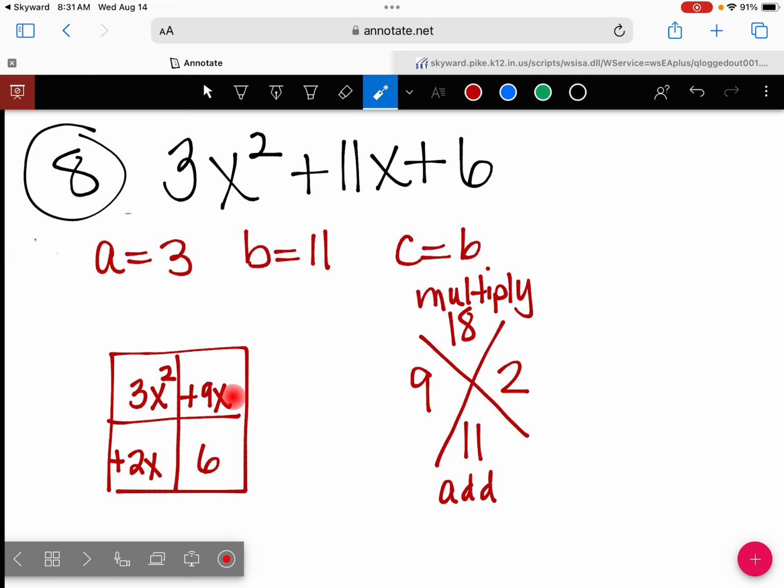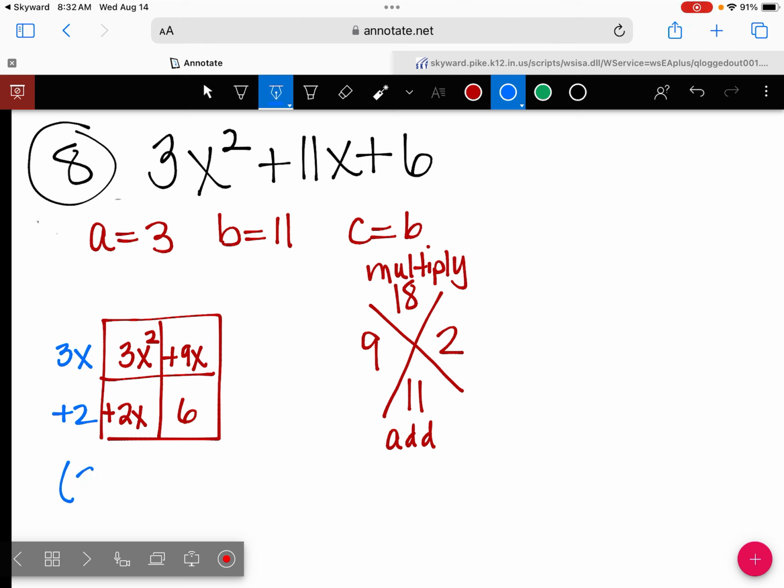Okay, so the top row, what can you take out of these two squares? 3 and 9 can both be divided by what? 3. So I'm going to take out a 3 and an x. The bottom row, the only thing I can take out is a 2. So that means my first factor is 3x plus 2.